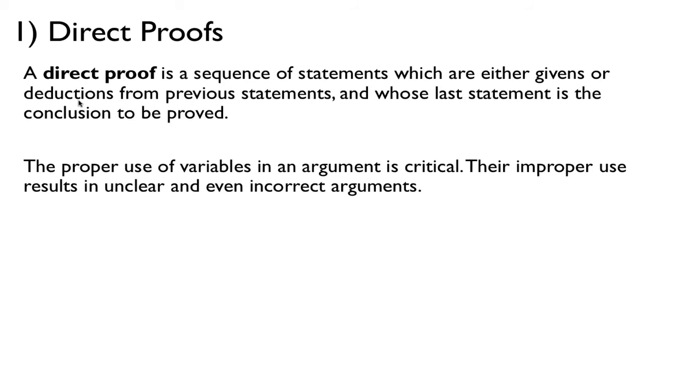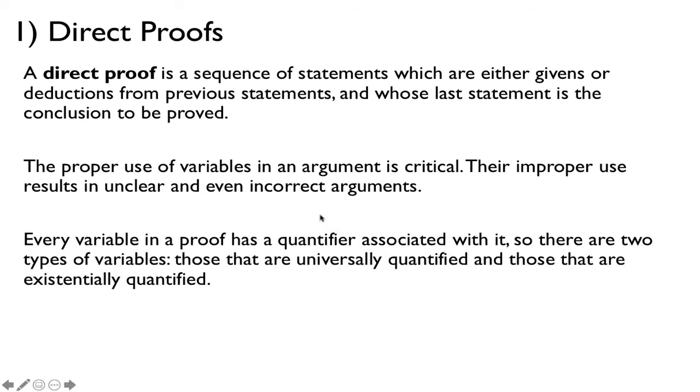The use of variables is very important in mathematical proofs, or really any first order proof. Their improper use can result in unclear and even incorrect arguments. Every variable in a proof has a quantifier associated with it. Again, there are two types of quantifiers that we saw in first order logic: universal and existential. Sometimes when you write math proofs, these are implicit. I'll show you an example in a second where I explain explicitly how variables are quantified.